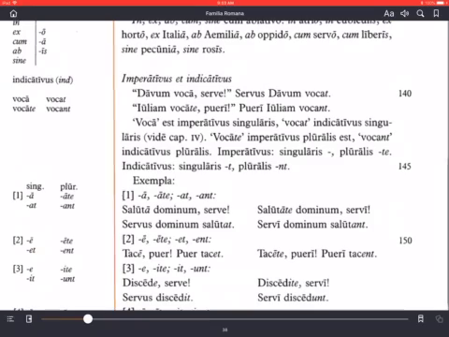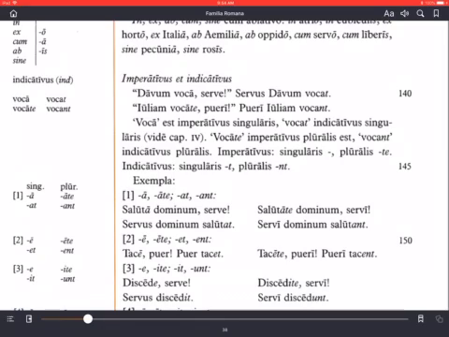All right, in our last section for this chapter, imperativus et indicativus, imperative and indicative. Now we've seen these before in the singular, so this is just adding our plural forms. Voca servum Davi, call Davus's slave. Servus Davum vocat, the slave calls Davus. So serve is the vocative singular. Voca is the imperative singular, which we've talked about before.